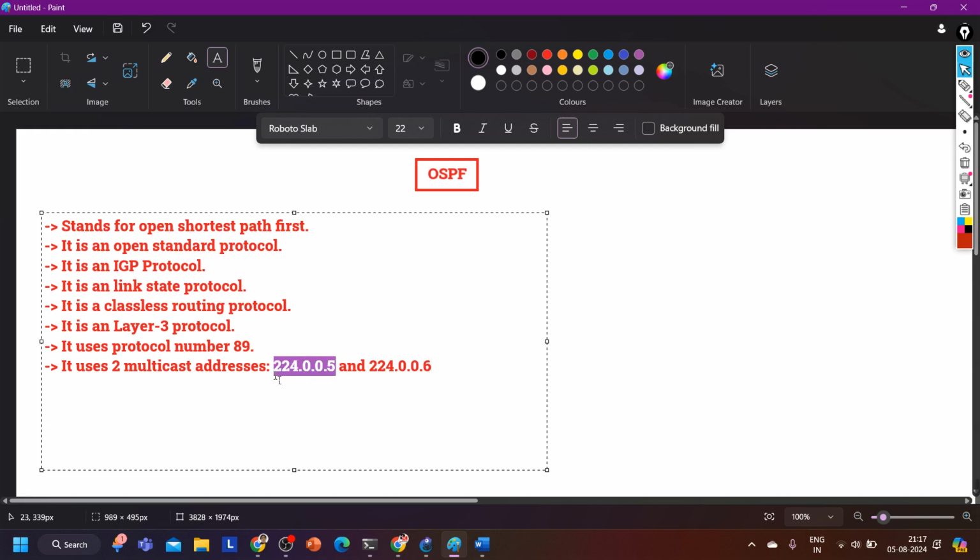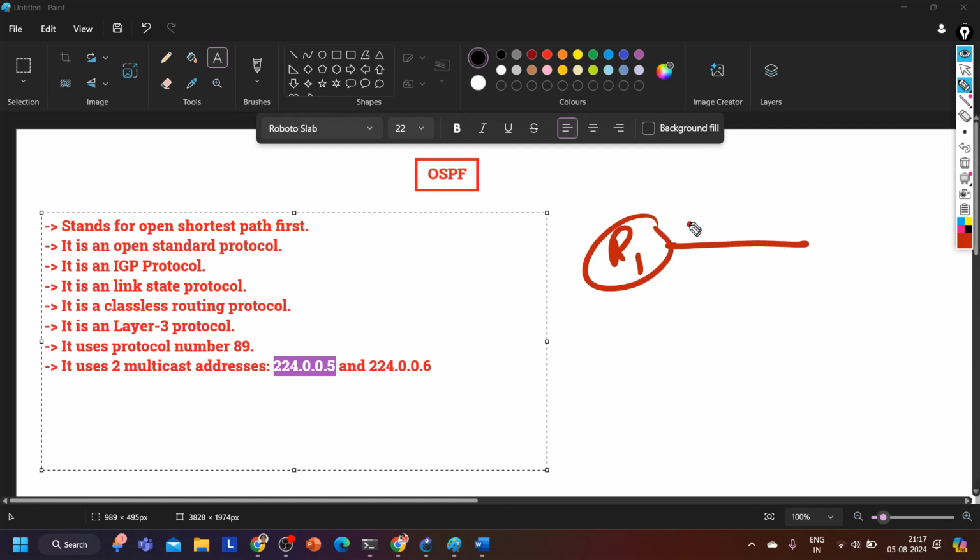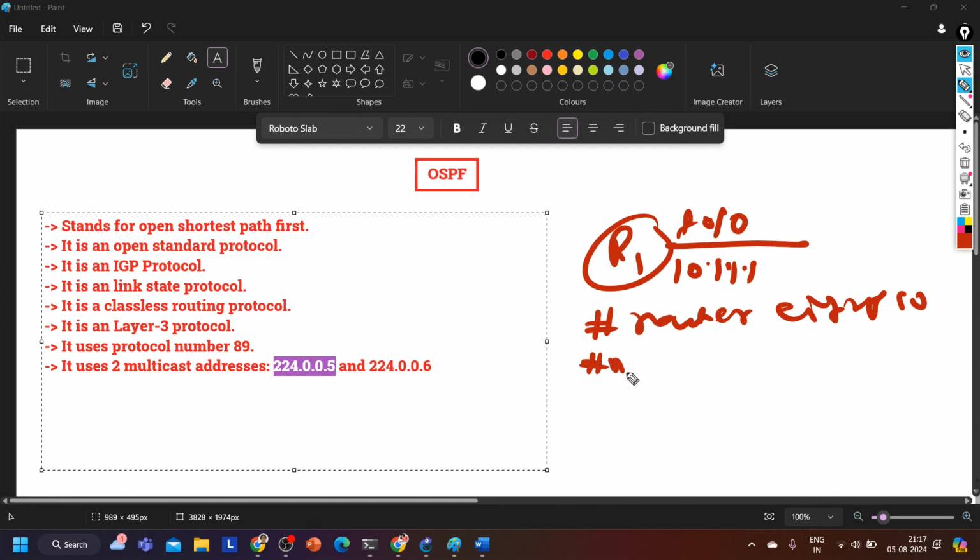Actually, all routers in the OSPF domain will listen to this IP address. Like guys, if I have a router R1 with F0/0 and on this interface the IP address is 10.1.1.1. To enable the EIGRP routing protocol, you are going to run the command router eigrp AS number, let's say 10, and network 10.1.1.0. Once I hit enter, what will happen? This interface will join a multicast group. Which multicast group? The multicast address which is reserved for EIGRP.